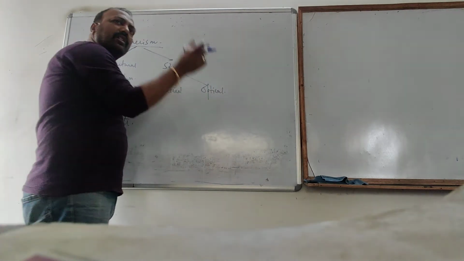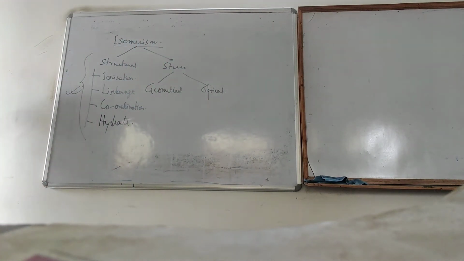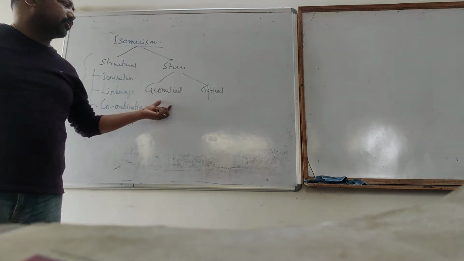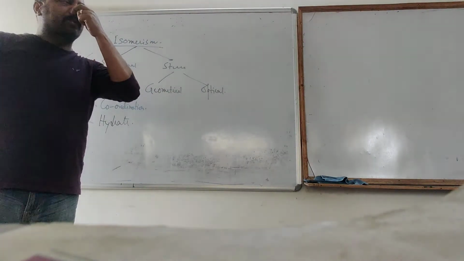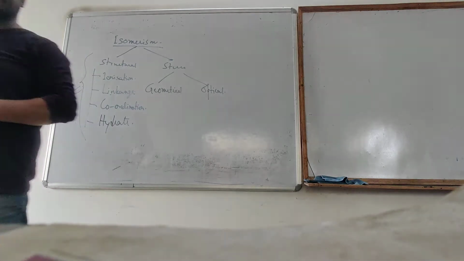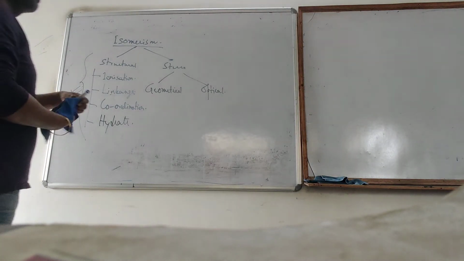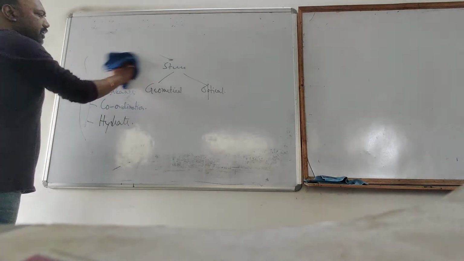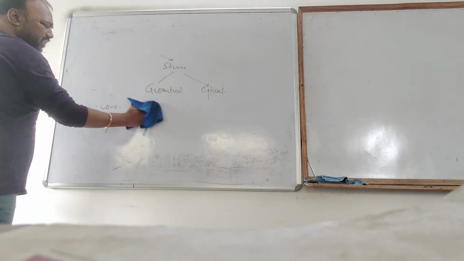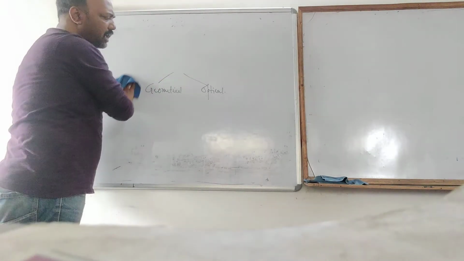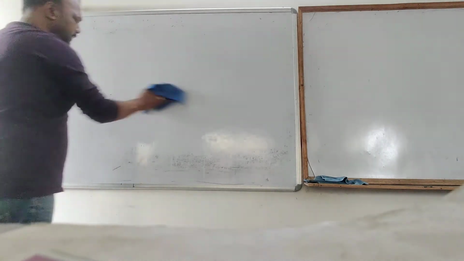Optical isomerism means dextrorotatory, levorotatory. Non-superimposable mirror images of each other. So, geometrical and optical isomerism. First we are going to start with geometrical isomerism. Now in our syllabus, stereoisomerism is covered for coordination number 4 and coordination number 6. So we are going to do that only.